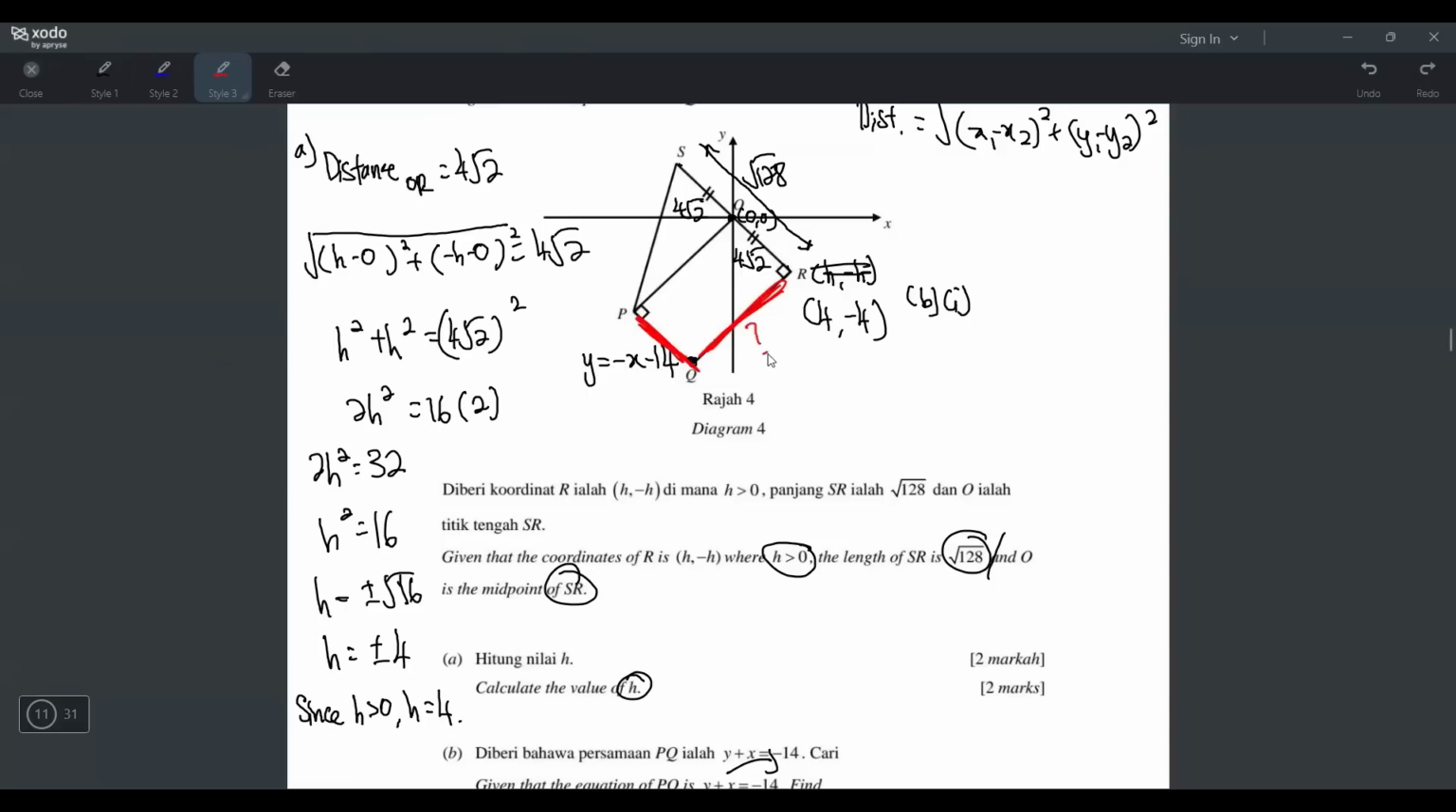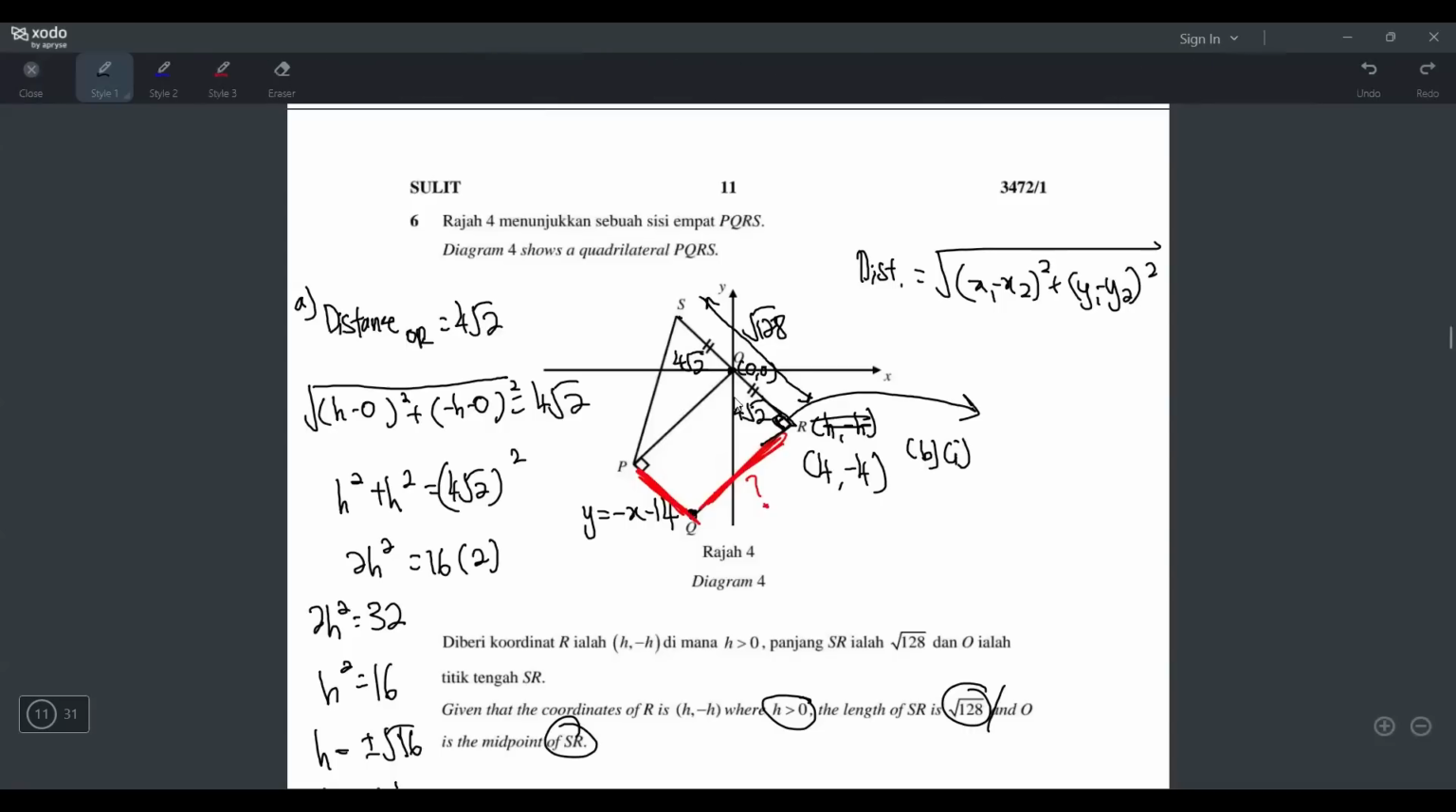But we need the equation of the QR line first, and we don't have it. So what to do? First, we find the gradient of this line. But how? When you find gradient, you need two coordinates, but you don't have them. Okay, you can see they put a 90 degree here. Whenever you see 90 degrees, it means the gradient m1 times m2 equals -1. When two lines are perpendicular, the gradients multiplied give -1. In this case, it will be the gradient of QR times the gradient of RO.